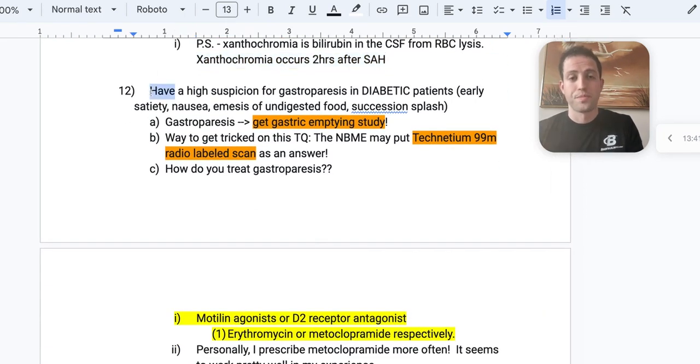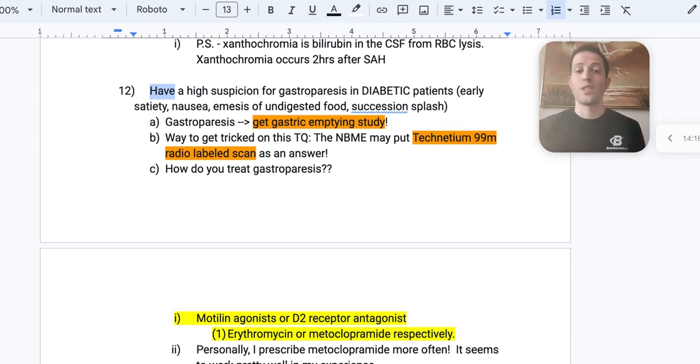All right, number 12. I want you to remember to have a high suspicion for gastroparesis in diabetic patients. So these are patients that have early satiety, nausea, emesis. They're basically puking up undigested food, and they could even have a succussion splash. With gastroparesis, you want to go straight to a gastric emptying study. That is maybe an easier type of answer choice, but what if the test gives you a technetium-99m radio-labeled scan? Don't freak out, because that's the exact same thing as a gastric emptying study.